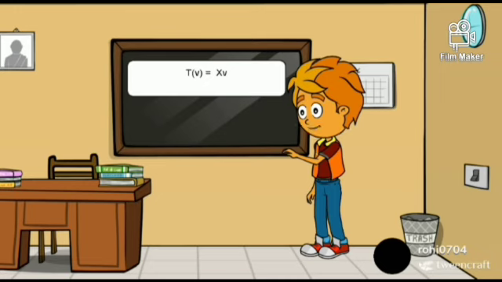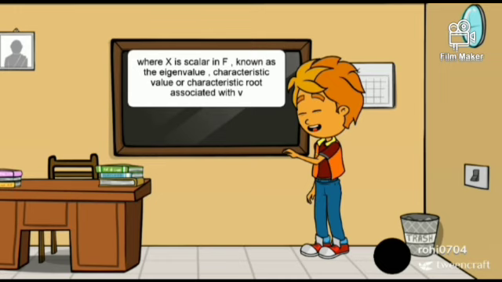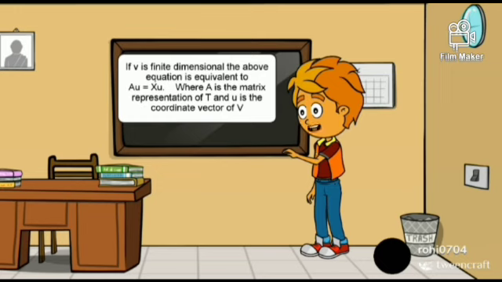This can be written as T(v) = λv, where λ is a scalar in F, known as the eigenvalue, characteristic value, or characteristic root associated with v. If V is finite dimensional, the above equation is equivalent to Au = λu, where A is the matrix representation of T and u is the coordinate vector of v.